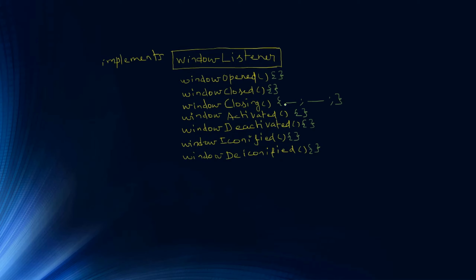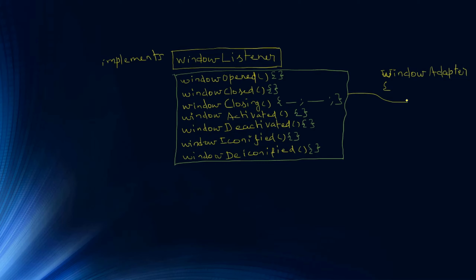So in window closing, for the frame window we usually call dispose method, right? So now to avoid this dummy implementation, Java provides a class called WindowAdapter, and this WindowAdapter will provide all the dummy implementation here.